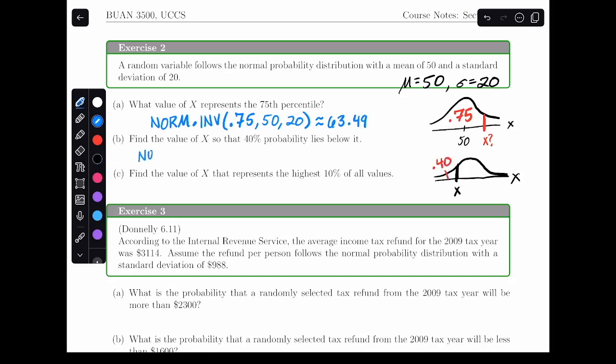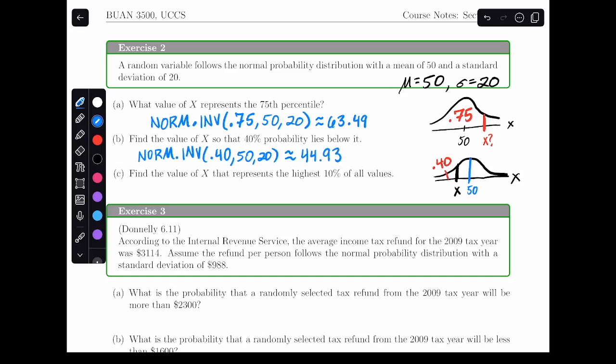So here I would do norm.inv, and now I would plug in 0.4 and my mean and standard deviation, and that will give me the x value that has 40% below it. And if we think about this, since this is 40% to the left, it should be somewhere to the left of the middle, and the middle is the mean of 50, and so we would expect an x value that's a bit smaller than 50 here. And sure enough, this turns out to be about 44.9.